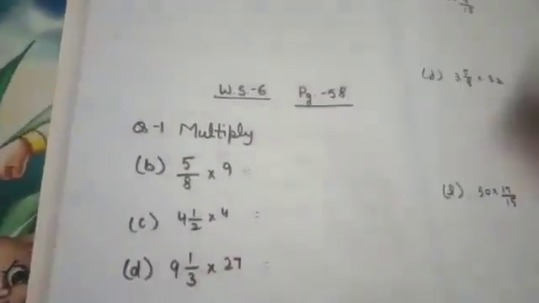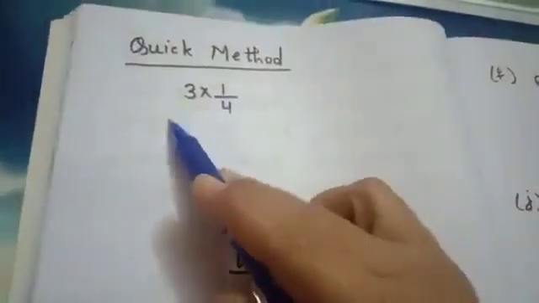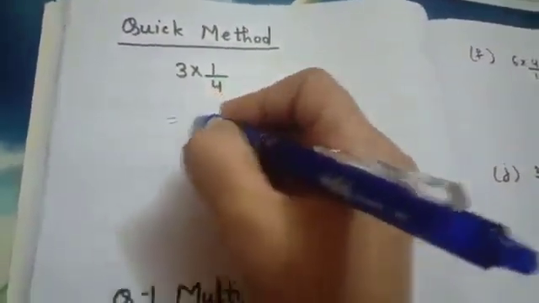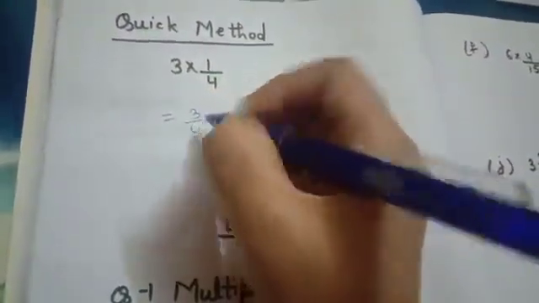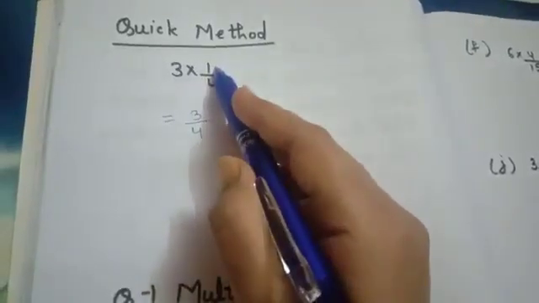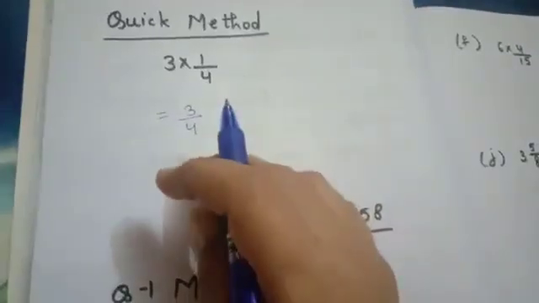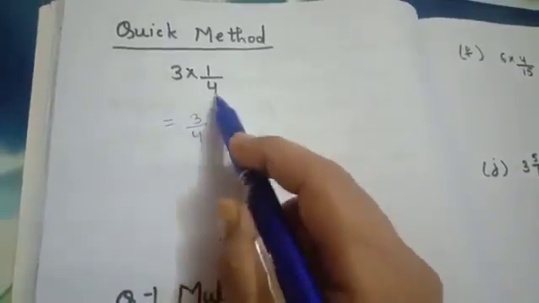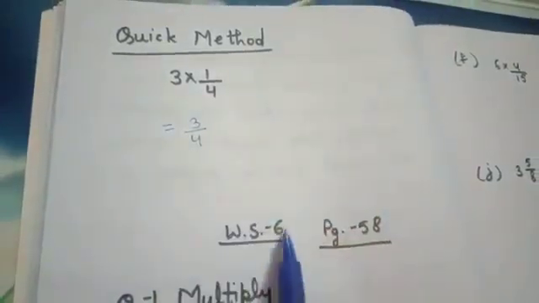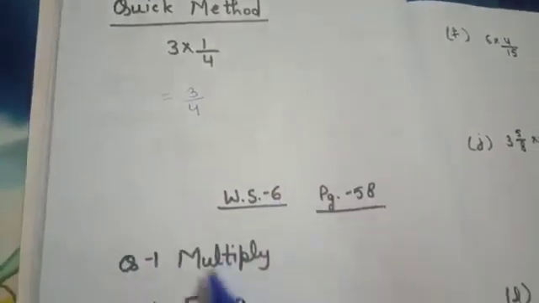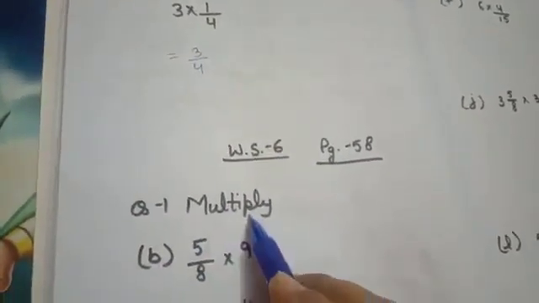So we conclude to a quick method with these two. What is this? 3 multiply 1 by 4 equals 3 by 4 means 3 is multiplied by the numerator 1, and the denominator 4 will remain as it is. So we will apply this quick method now in our worksheet 6, page number 58, question number 1, multiply.